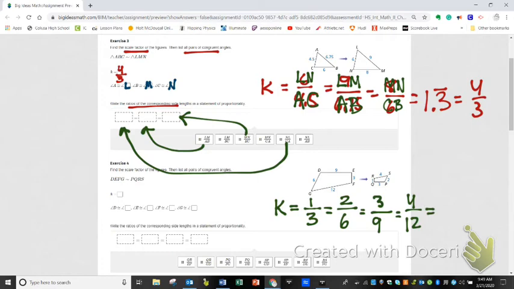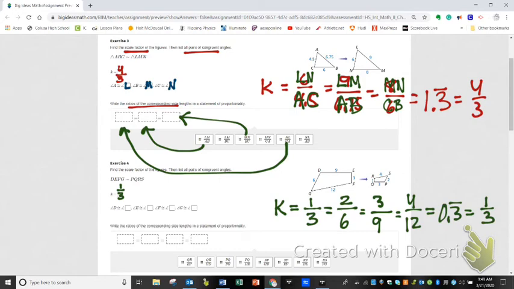All of those fractions, if you change them into a decimal, will be 0.3 repeating, or as a fraction, 1/3. So the scale factor for this problem that is a reduction is a proper fraction, and that proper fraction is 1/3.